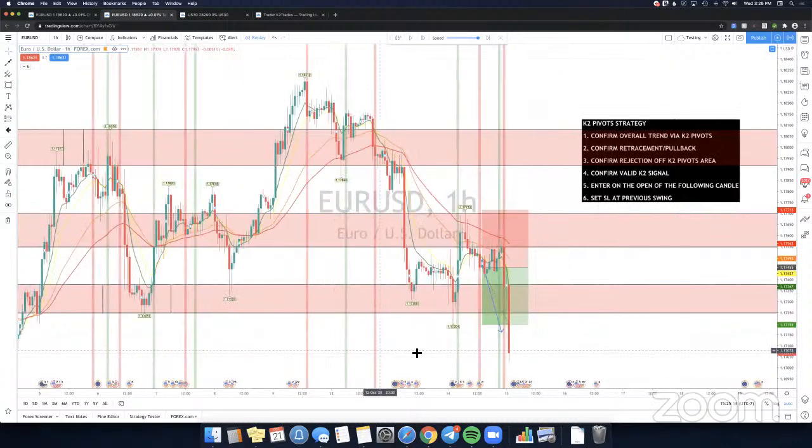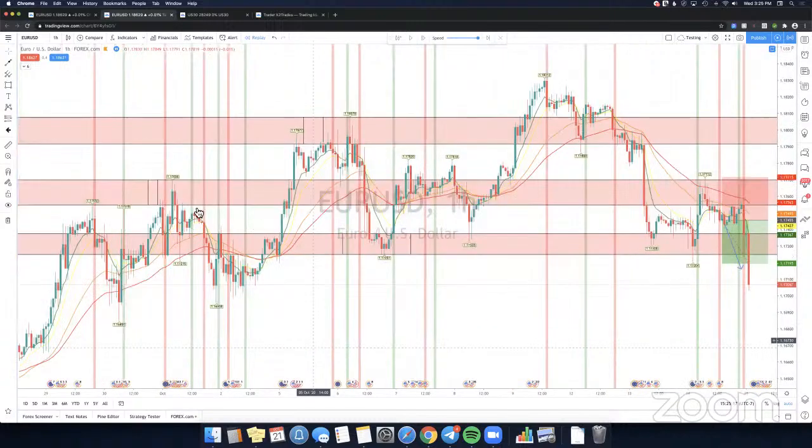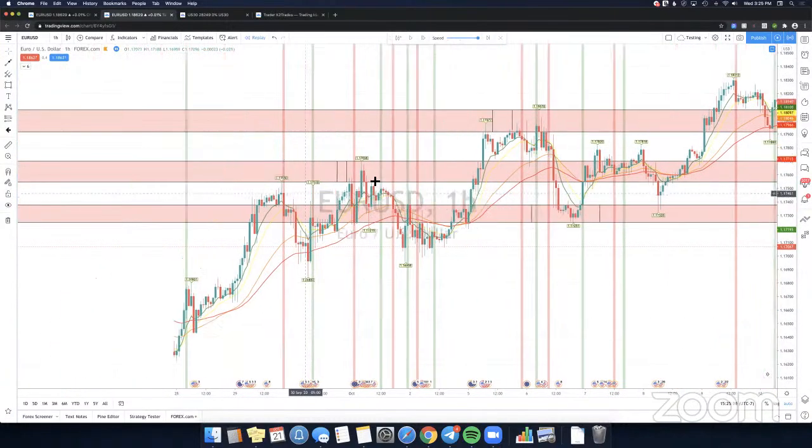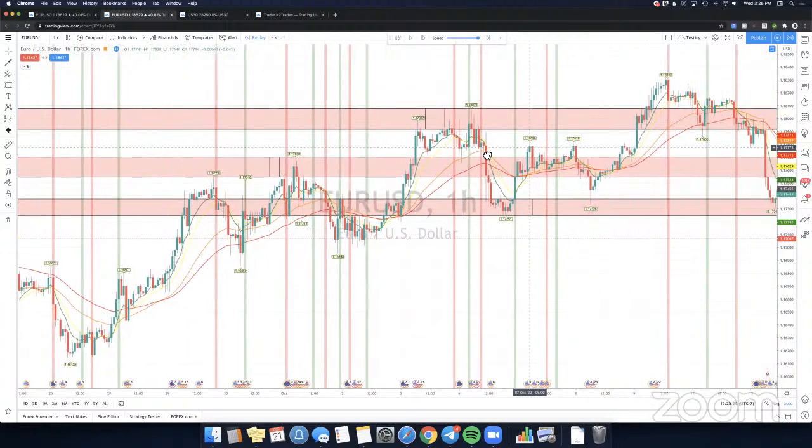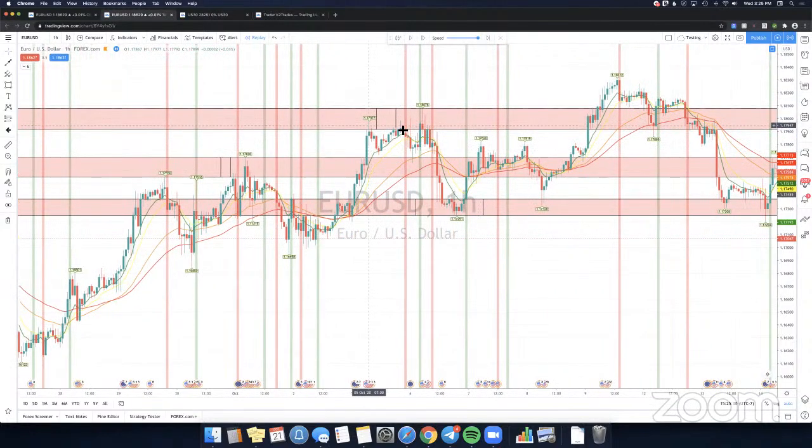Exactly. If you just look at the charts, you can see this is another example right here. It tested it 1, 2, 3 times. The fourth time it tested, it shot right through it. And then again right here, you can see it tested it 1, 2, 3, 4 times. The fifth time, it shot right through it.